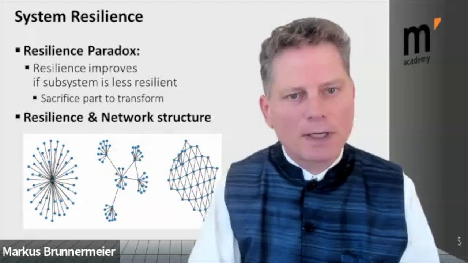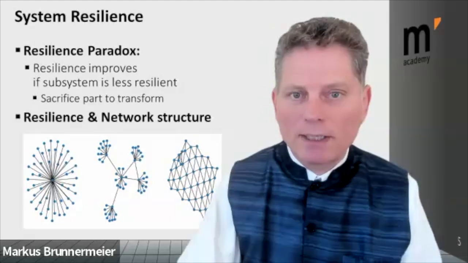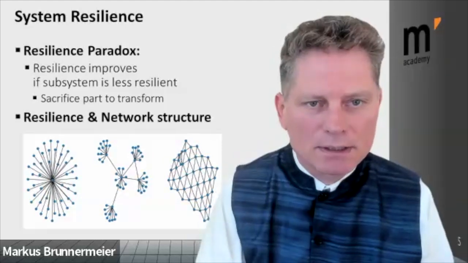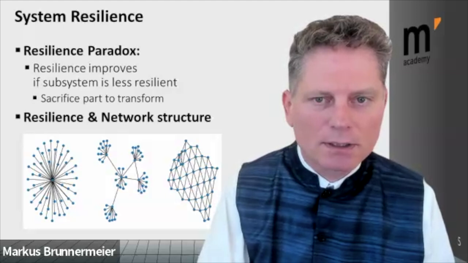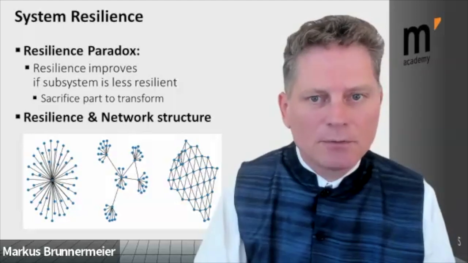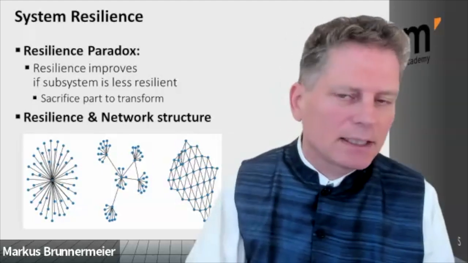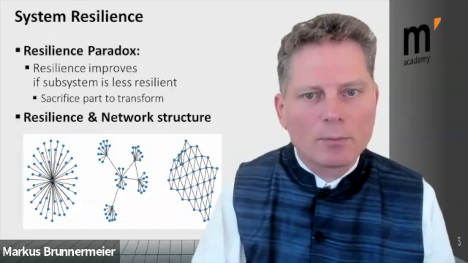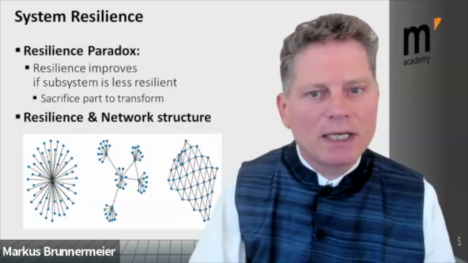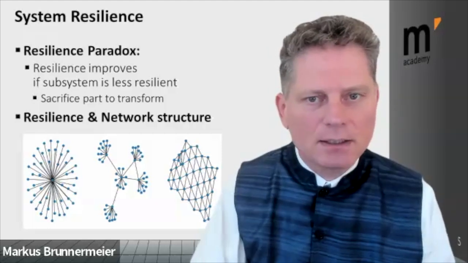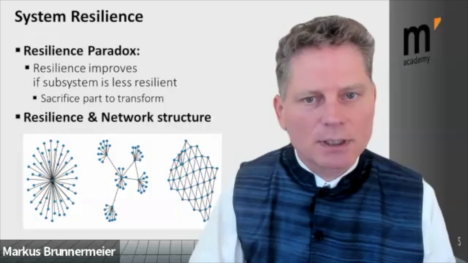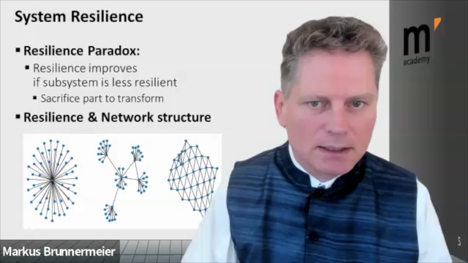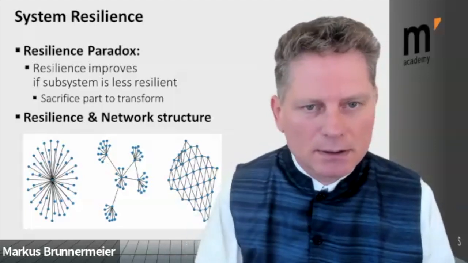So you can sacrifice parts of the system to have a better transformation in order to stabilize the whole system. So the resilience of the whole system is higher if subsystems are less resilient. A classic example are zombie firms. If you keep each firm resilient, so no firm can go bankrupt, it makes the whole economy less resilient. But if it's easier for bankruptcy restructuring and other things, then of course individual firms will be less resilient, but the whole system is then more resilient.